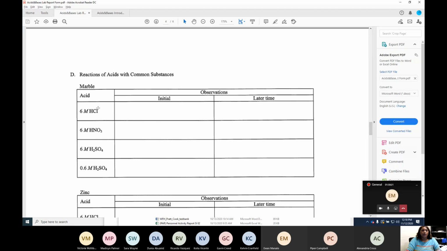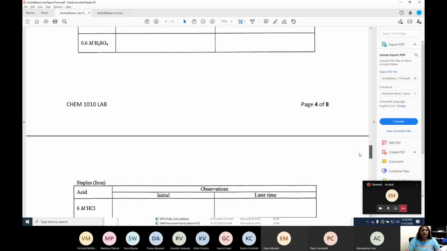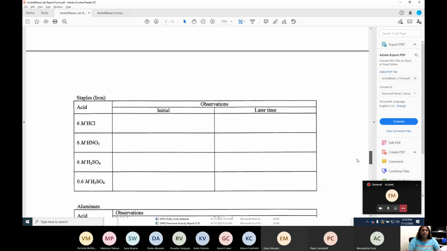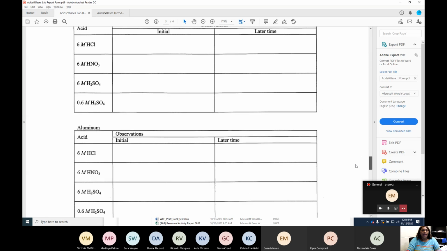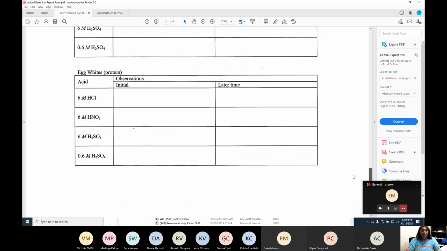But you are going to observe 6 molar hydrochloric acid, 6 molar sulfuric acid, and 0.6 molar sulfuric acid reacting with a variety of common substances. The common substances are marble, zinc, copper, iron, and aluminum. And then finally, egg white.